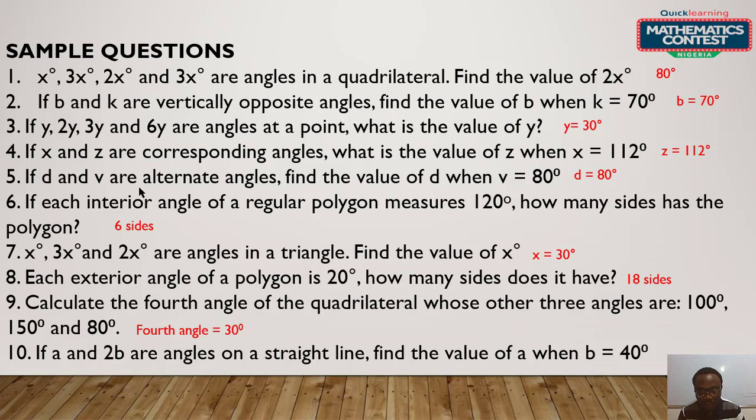Time's up. So B is 40. Since B is 40, 2 times 40 will give us 80. So take it from 180, we'll have 100, because 180 is the sum of angles on a straight line. So the value of A is 100.